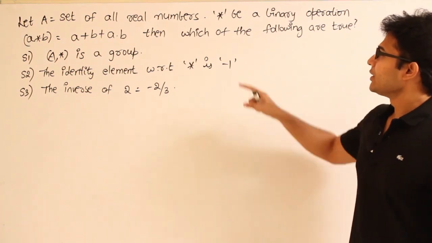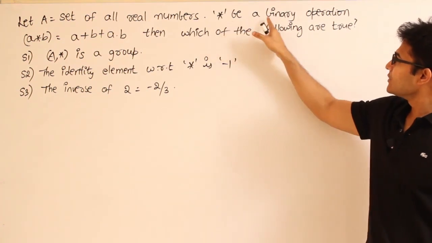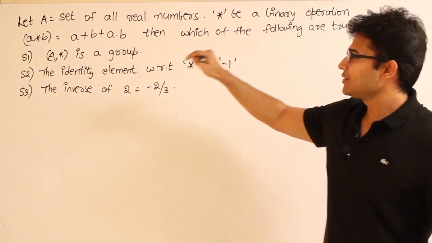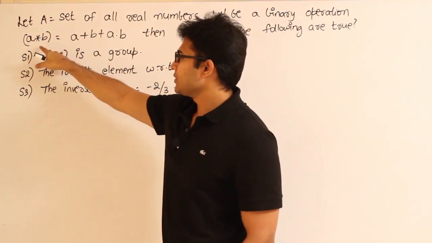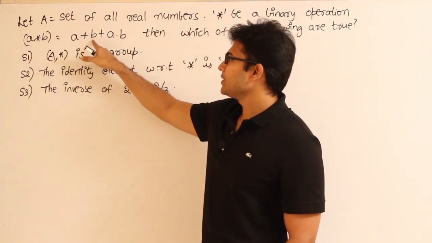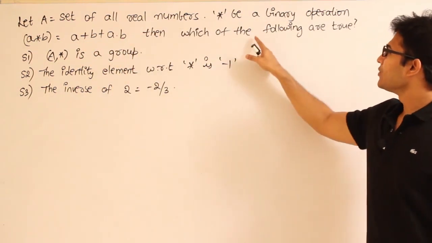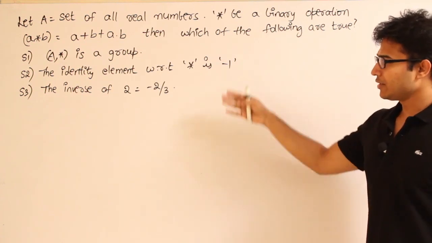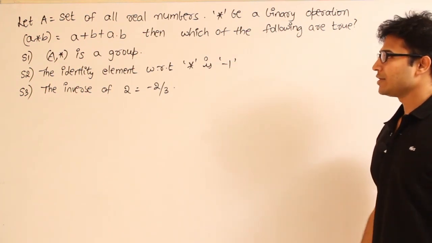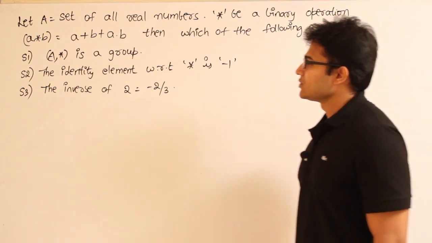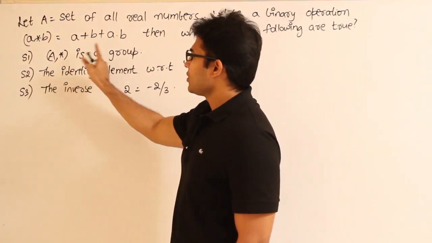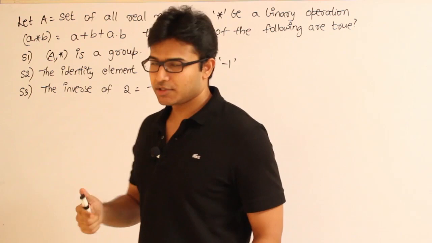Now they are asking if star is a binary operation and star is denoted like this. If I take a star b, it is a plus b plus ab. That is how they are denoting this star. Then which of the following are true? They have given 3 statements and we have to identify if they are right or wrong. So first one is a comma star is a group. So let's see if it is a group or not.